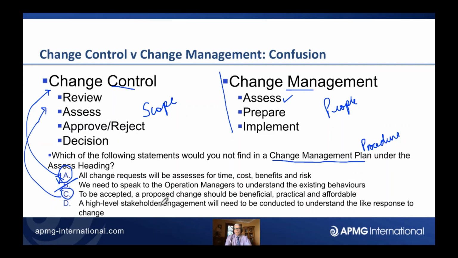A high-level stakeholder engagement will need to be conducted to understand the response to change. Are they going to like it or not? Yes, that will be part of change management.